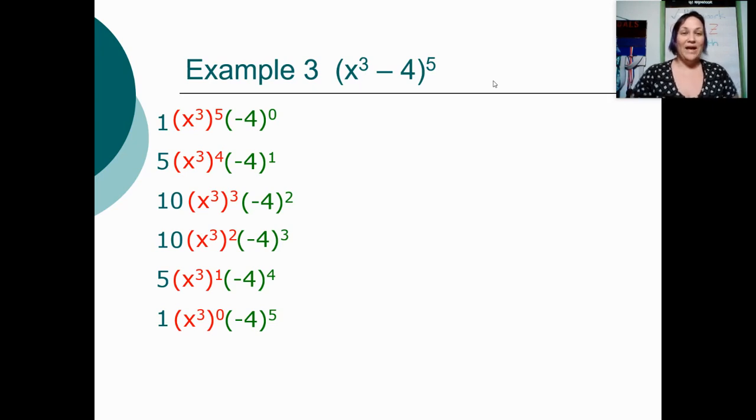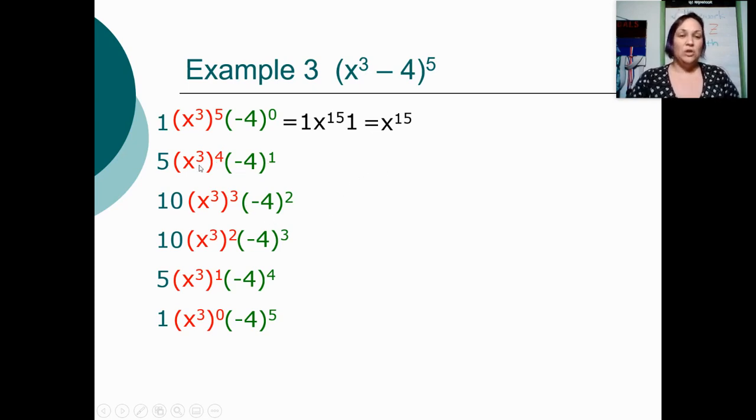For all of my x's, when you're raising a power to a power, you multiply the exponents together. So x to the 3rd to the 5th, I'm going to do 3 times 5, and that'll turn into an x to the 15th. Anything to the power of 0 just turns into the number 1. So -4 to the 0 is actually the number 1, and that just turns into x to the 15th.